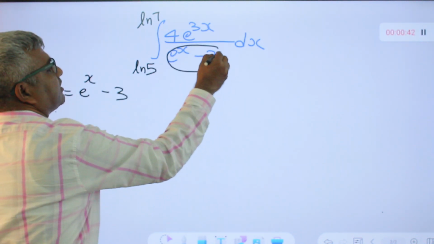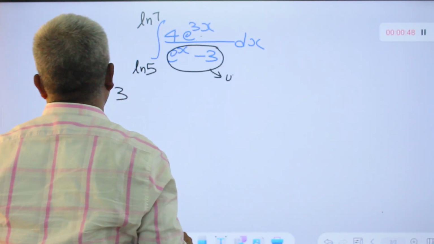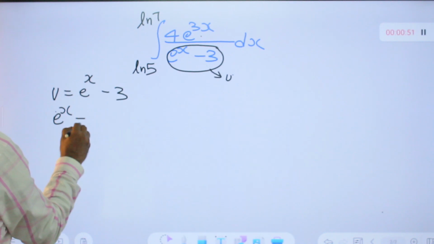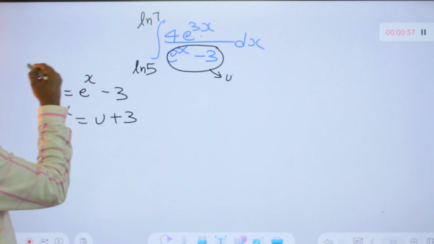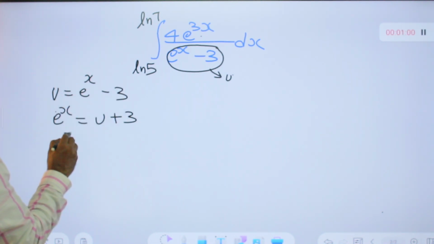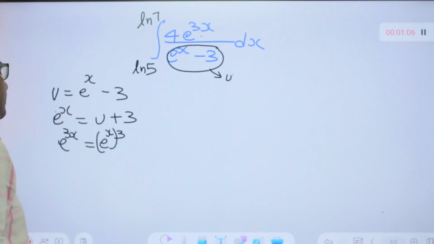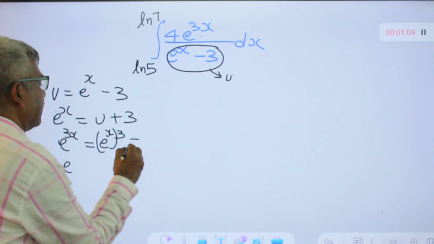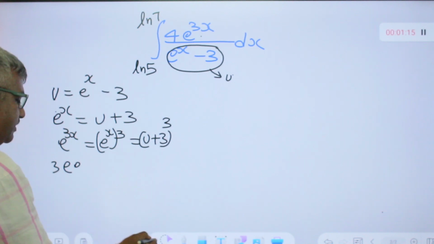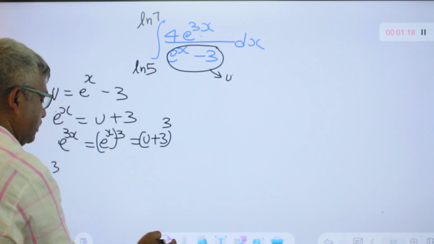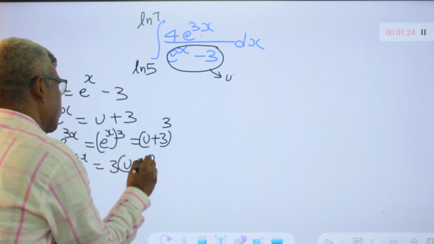Here e power x minus 3, you can put u. Now, for e power 3x, how to do it? First, to find e power x: e power x is nothing but u plus 3. E power 3x is nothing but e power x times power 3. So e power 3x is nothing but u plus 3 whole cube.